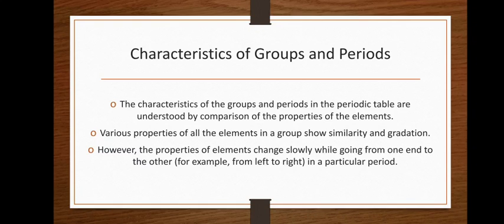Now let us see the characteristics of groups and periods. Correct? Now how do we understand the characteristics? We will have to compare the properties of different elements. Now various properties of all the elements in a group show similarity and gradation. However, the properties of elements change slowly while going from one end to the other end. For example, from left to right in a particular period.